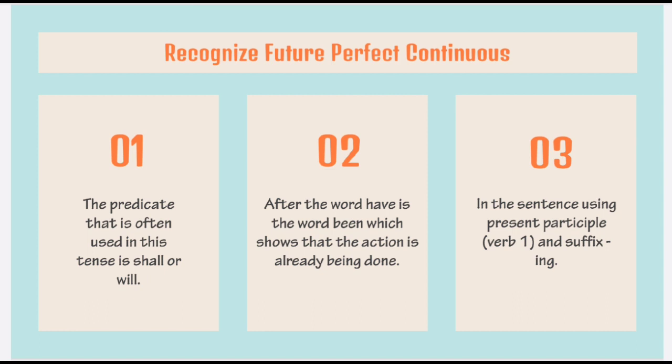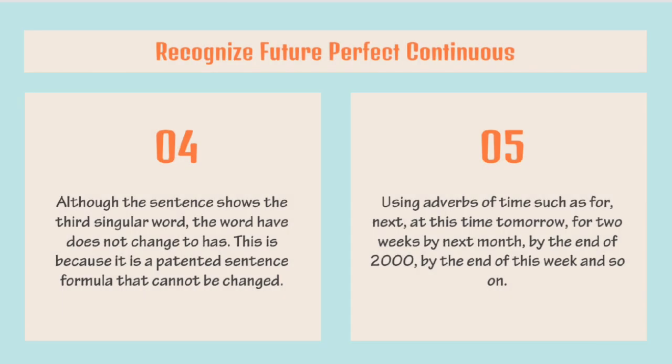3. The sentence uses the present participle, verb 1 and suffix ing. 4. Although the sentence has a third person singular subject, the word have does not change to has. This is because it is a sentence pattern formula that cannot be changed. 5. Adverbs of time are used such as for, next, at this time tomorrow, for 2 weeks, by next month, by the end of 2000, by the end of this week, and so on.